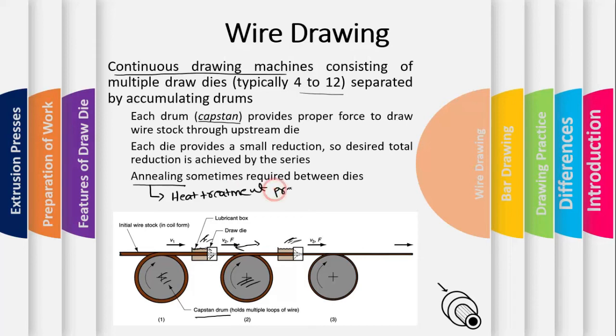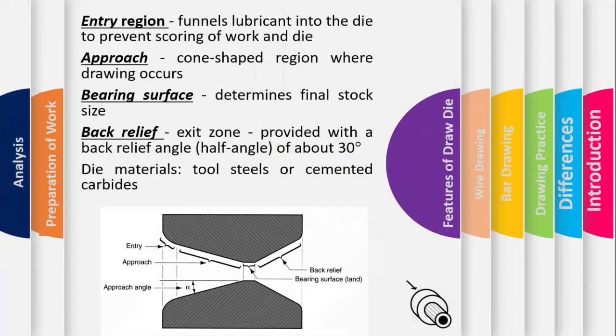If you remember, we have discussed briefly in the first chapter, in the beginning of our subject, that there is a process called a heat treatment process, and the purpose of the heat treatment process is not to change the shape but to change the properties. So what annealing particularly is, annealing is a softening process.